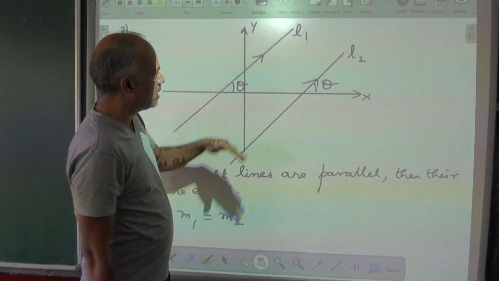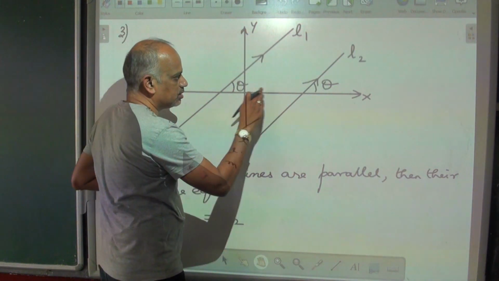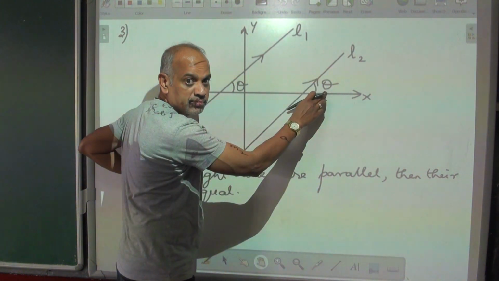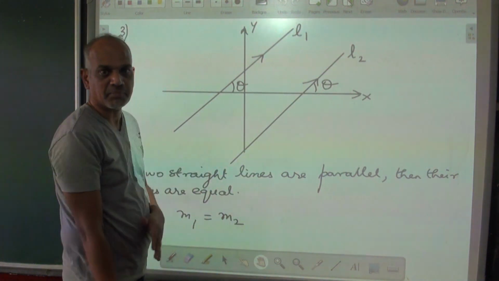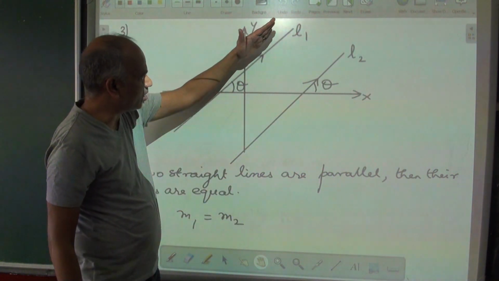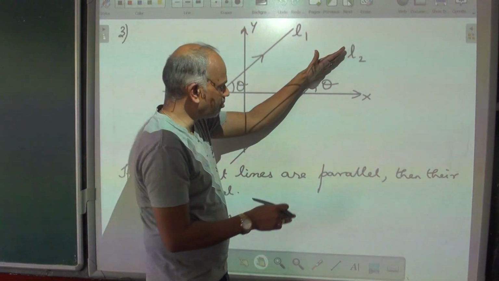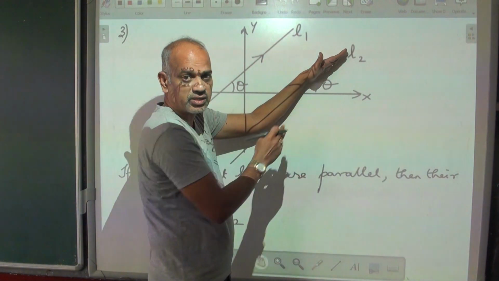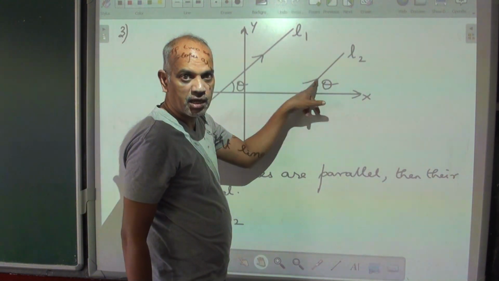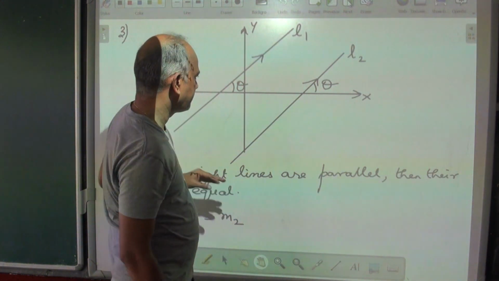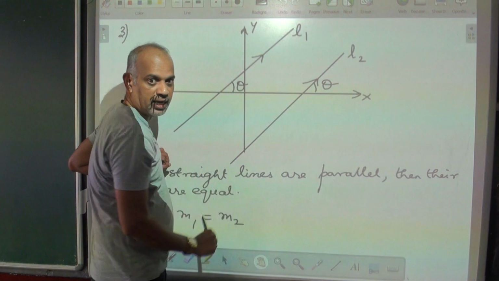Okay. If these 2 lines are parallel, then these 2 angles are same. These 2 angles will be same. Okay. That's the angle made by the first line on the positive direction of the x-axis, and the angle made by the second line on the positive direction of the x-axis. Both will be same because these 2 lines are parallel. Okay. So if this angle is theta, this angle also must be theta.